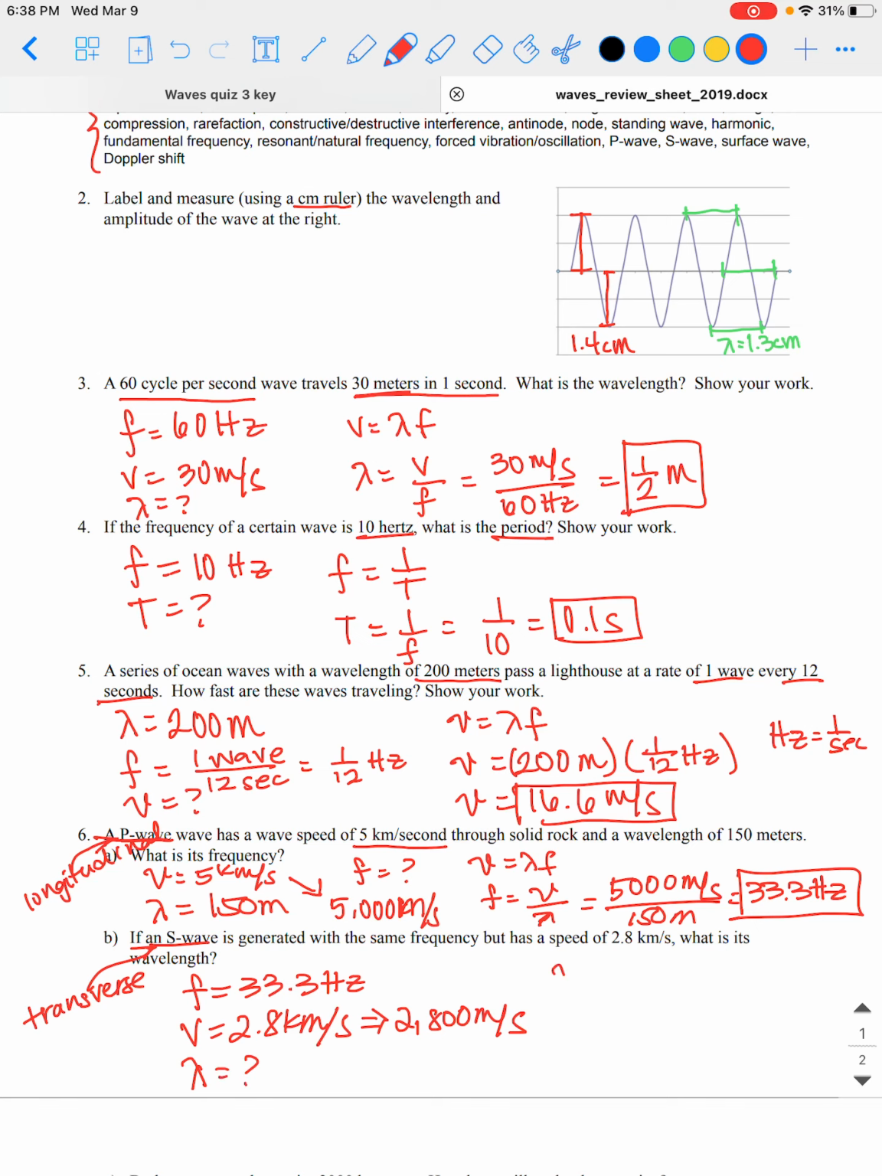So velocity equals lambda times frequency. Lambda equals velocity over frequency. I get 2,800 meters per second over 33.3 hertz. And that simplifies down to a wavelength of 84.1 meters.